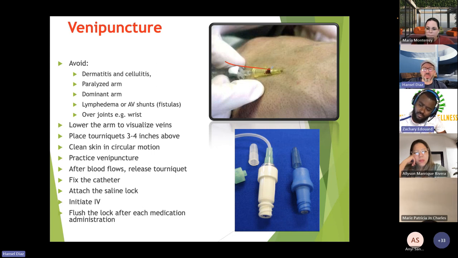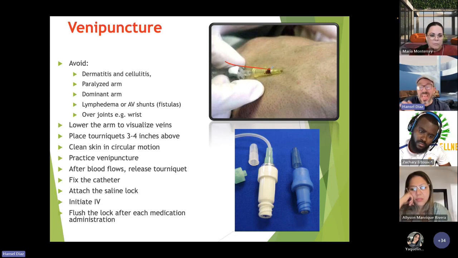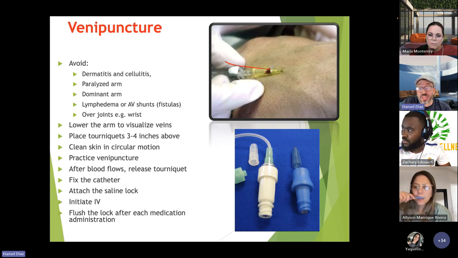You have to avoid an arm that has dermatitis or cellulitis or is swollen, you shouldn't touch that. Paralyzed arms are a no-no. Mastectomy arms are a no-no. Lymphedema, AV shunts, fistulas, patients who have dialysis, those are arms that you don't touch. If you see a dialysis shunt or a fistula, you never touch that. If the patient had a stroke and this arm is paralyzed, don't touch it.